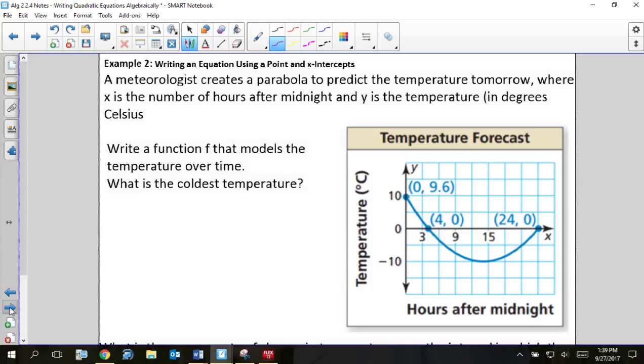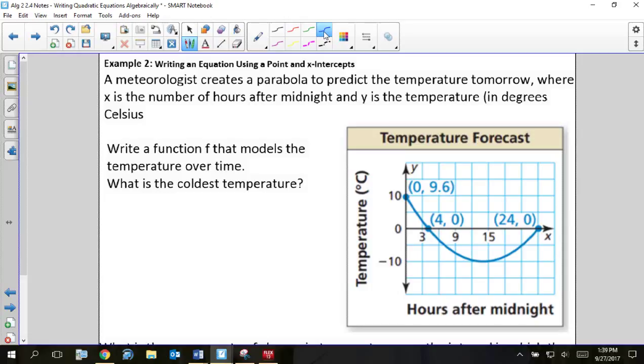Where X is the number of hours after midnight and Y is the temperature in degrees Celsius. Write the function f that models the temperature over time. First of all, do you see how it says write the function f? So I'm going to be doing that f of x thing, instead of y. And then what's the coldest temperature? So look at the graph.